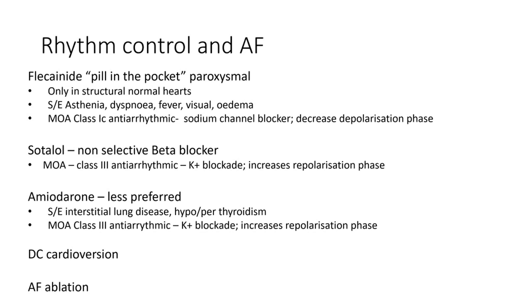Another class 3 antiarrhythmic is amiodarone, and we already spoke about that in the use in tachyarrhythmias. It's less preferred because there are a number of side effects. Common ones, important common ones, are interstitial lung disease, so fibrosis of the lung parenchyma, and it causes thyroid issues as well because of its homology to iodine.